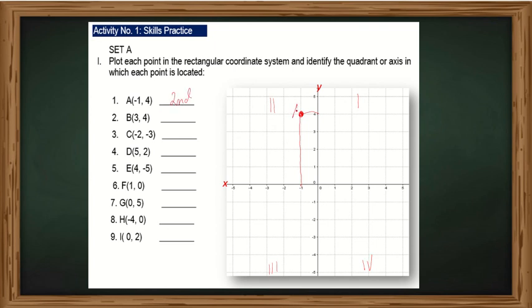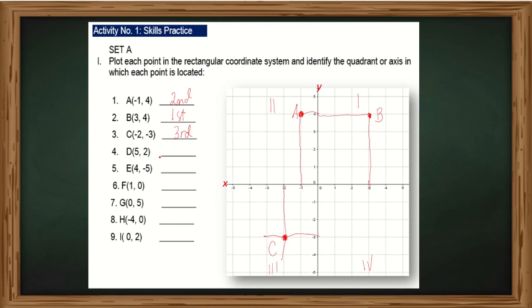This is point A. And how about point B? The x-coordinate is 3 and the y-coordinate is +4. Okay. Horizontal line is the intersection. So this is point B and it's located in the first quadrant. Next, point C. We have point C is -2 and our y is negative, so it's -3 here. So this is where we locate point C, and it's found on the third quadrant.